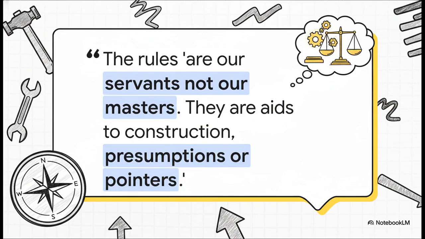Another judge, Lord Reed, put it perfectly. He said these so-called rules are our servants, not our masters. They're not rigid commands you have to obey. They're more like aids or pointers. They can guide a judge's thinking, but they're no substitute for good old-fashioned judgment.